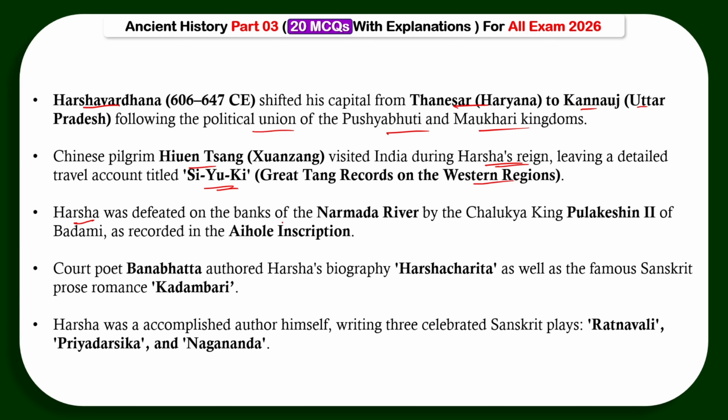Harsha was defeated on the banks of Narmada river by the Chalukya king Pulakeshin II of Badami as recorded in the Aihole inscription. Very important. Court poet Banabhatta authored Harsha's biography Harshacharita as well as the famous Sanskrit prose romance Kadambari. Harsha was an accomplished author himself, writing 3 celebrated Sanskrit plays, Ratnavali, Priyadarshika and Nagananda.